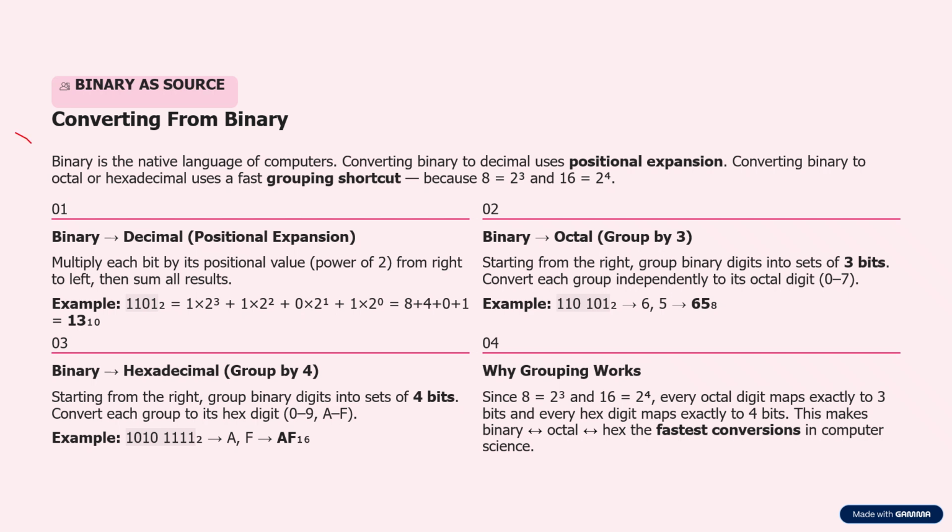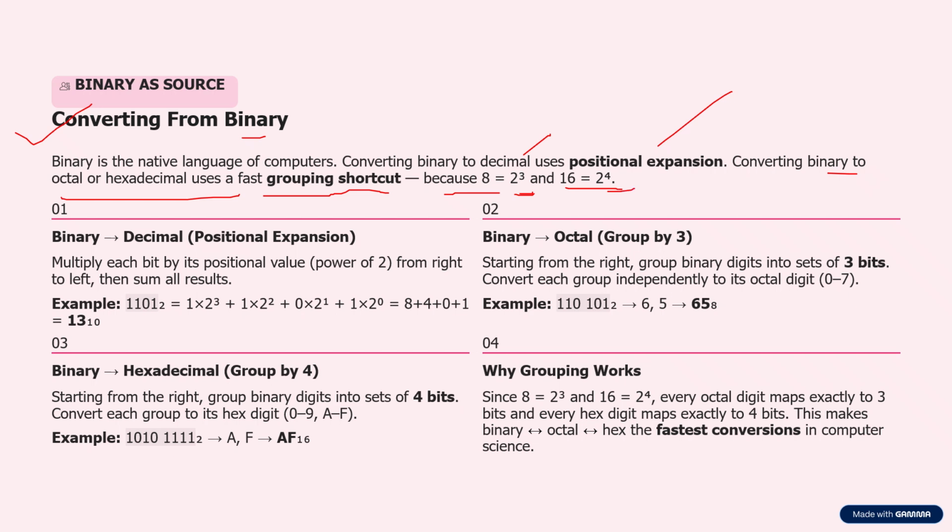Now let's see converting from binary to other bases. Binary is the native language of computers. Converting binary to decimal uses positional expansion. Converting binary to octal or hexadecimal uses a fast grouping shortcut, because 8 equals 2 to the power 3 and 16 equals 2 to the power 4. That means an octal digit can be represented using 3 bits, and a hexadecimal digit can be represented using 4 bits.